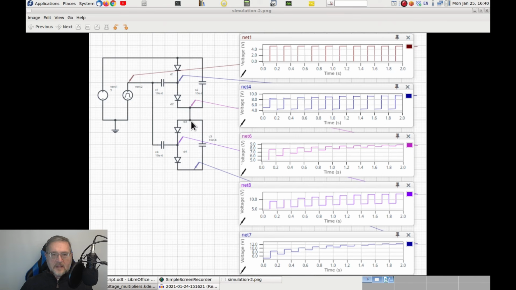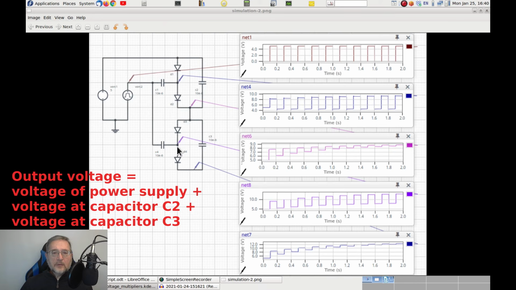In the first stage, the output voltage was given by the sum of the voltage of the power supply plus the voltage of the capacitor C2, which was the same as the power supply, thus providing us with twice the voltage of the power supply. In the second stage, the output voltage will be given by the sum of the voltage of the power supply plus the voltage of the capacitor C3, which is the same as the output of the first stage, thus giving us 3 times the value of the power supply.